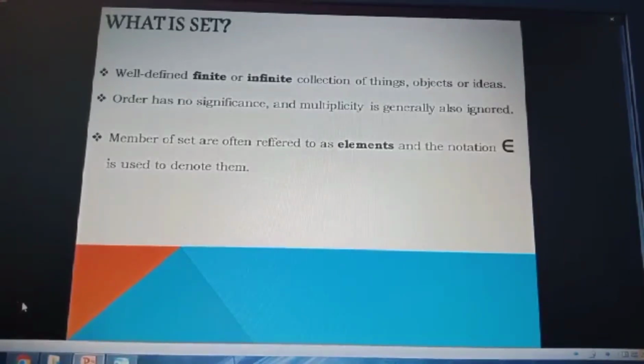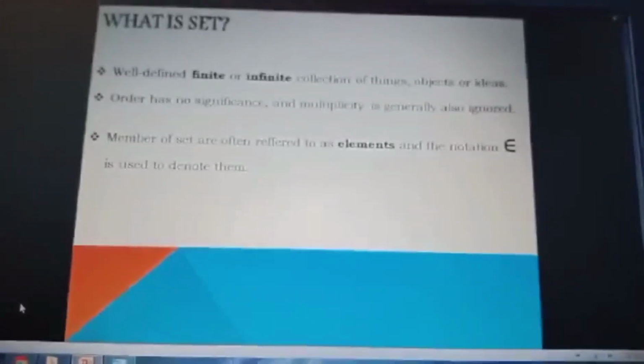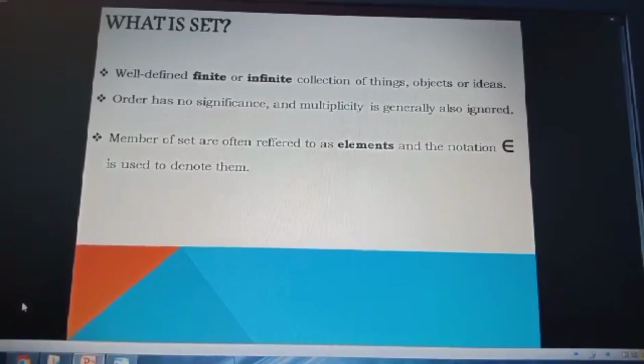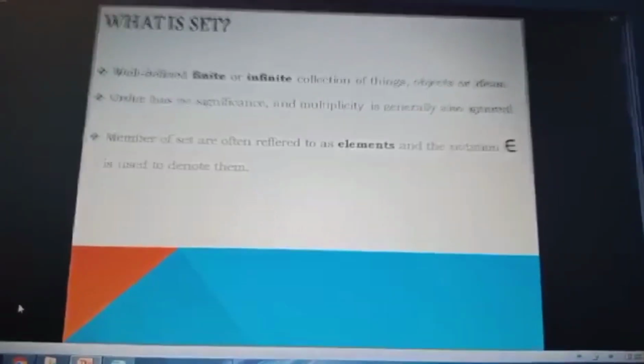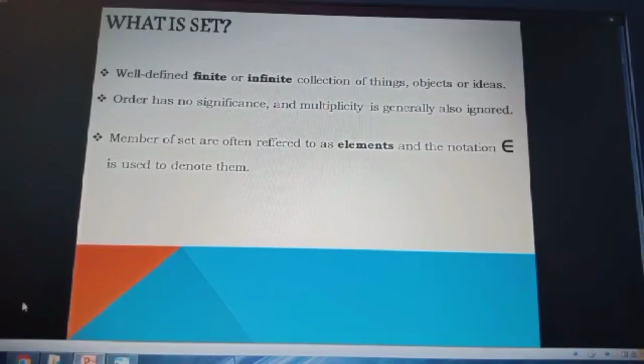What is a set? A set is a well-defined finite or infinite collection of things, objects, or ideas. Finite means a countable number of elements, and infinite means it is not possible to count the elements. Order has no significance and multiplicity is generally also ignored. Members of a set are often referred to as elements, and the notation symbol ∈ is used to denote them.